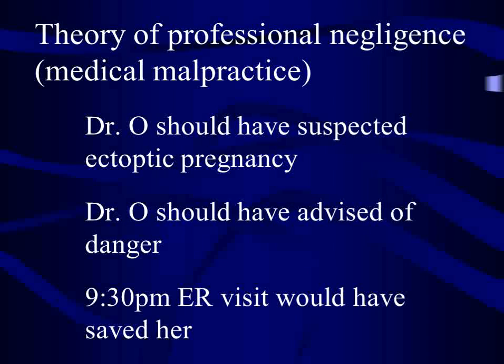So the theory, and this isn't core, we'll come back to the substance of the merits of the liability case later in a few weeks. But the theory of professional negligence, AKA medical malpractice, is that Dr. O, the defendant, should have suspected an ectopic pregnancy, and therefore he should have advised Nichelle's parents of the danger. And had he done so, they would have gone to the ER hours earlier than they did, and that extra time addressing the situation earlier would have saved her life. This is the theory.